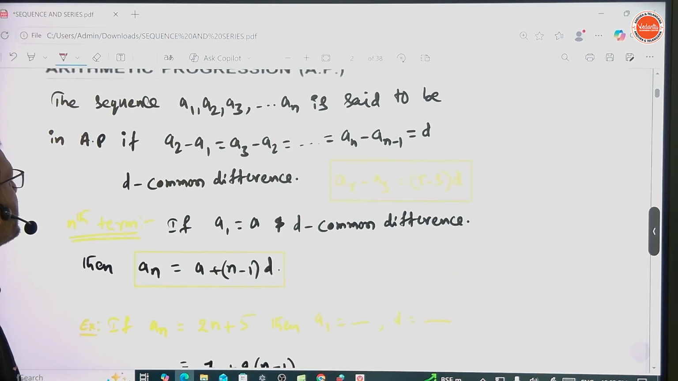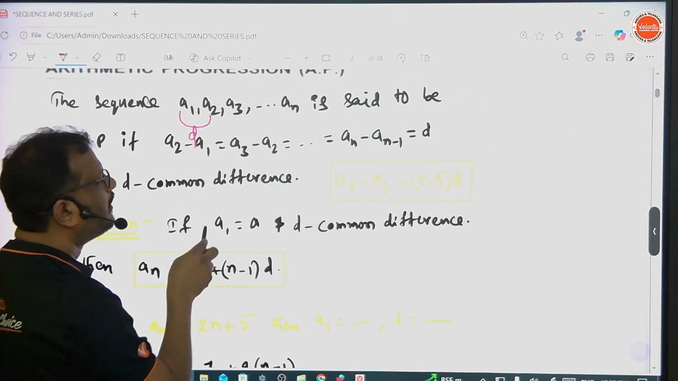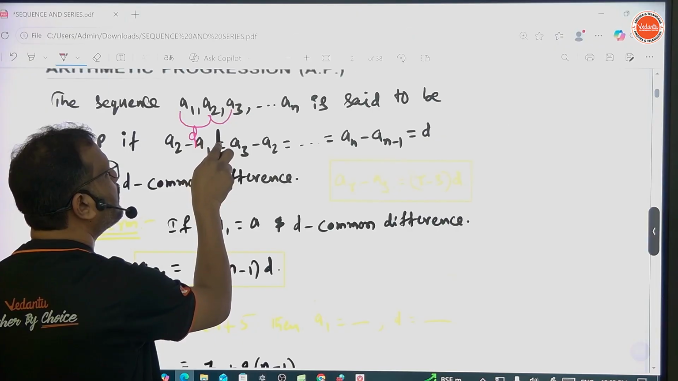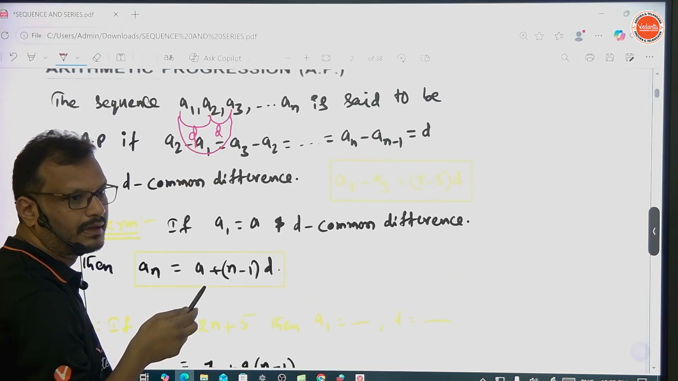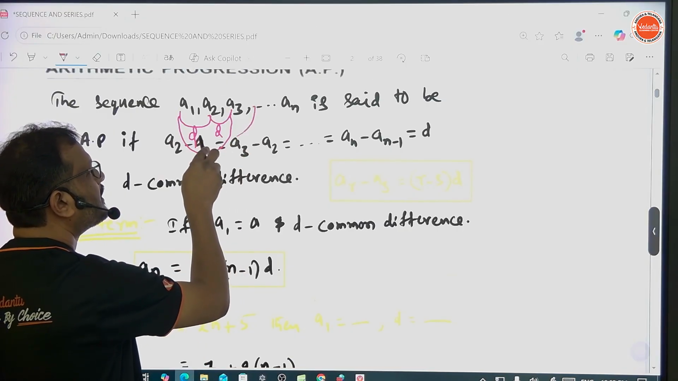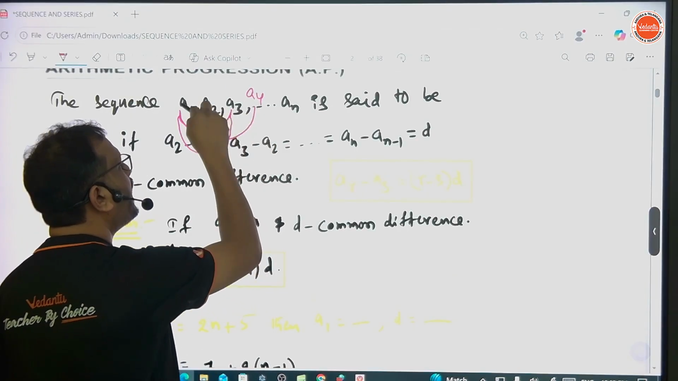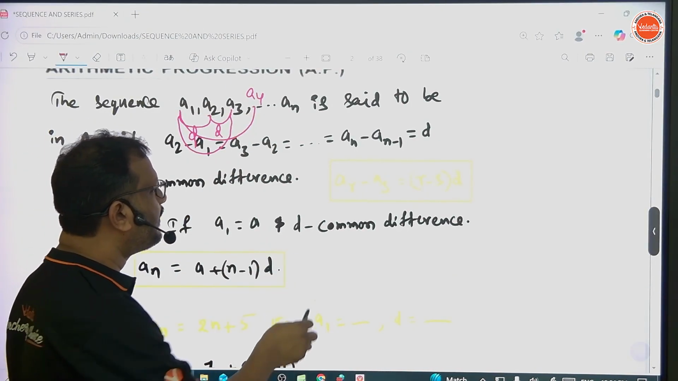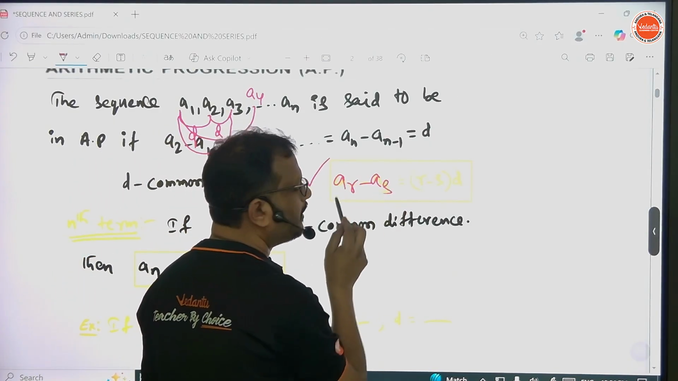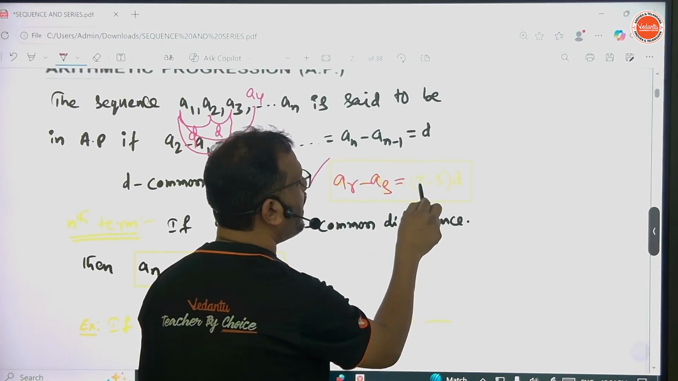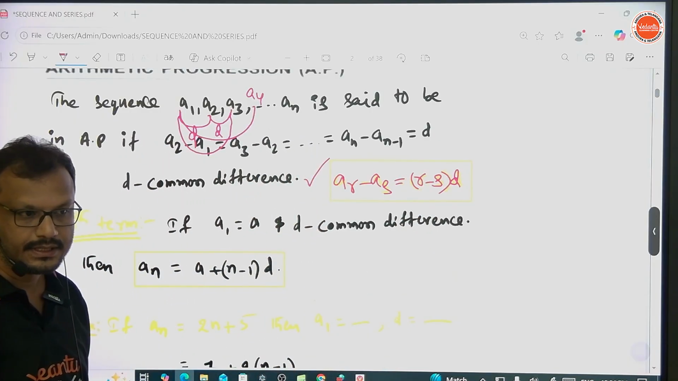See, first the difference between these two terms is generally D. Then obviously the difference between these two is also D only, because it is in AP. The difference of these two will be 2D. And the next term, the difference of these three will be 3D. So the difference of A4 and A1 will be 3D. So generally we can write, if you have two terms AR and AS, the difference of these two terms will be R minus S into D, if the common difference is D.